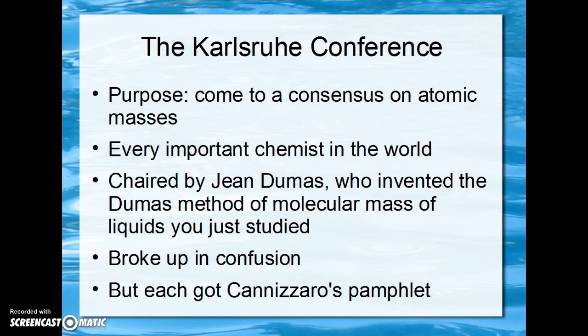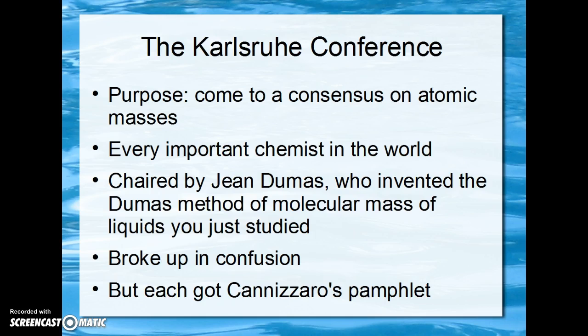The conference was held at Karlsruhe in what we now call Germany, and the idea was to come to a consensus and come out with an atomic mass table. They had every important chemist in the world, and they elected Jean Dumas, who, as you know, invented the Dumas method for figuring molecular mass of liquids. But the conference did not produce agreement. In fact, it made things worse, and it broke up in confusion.